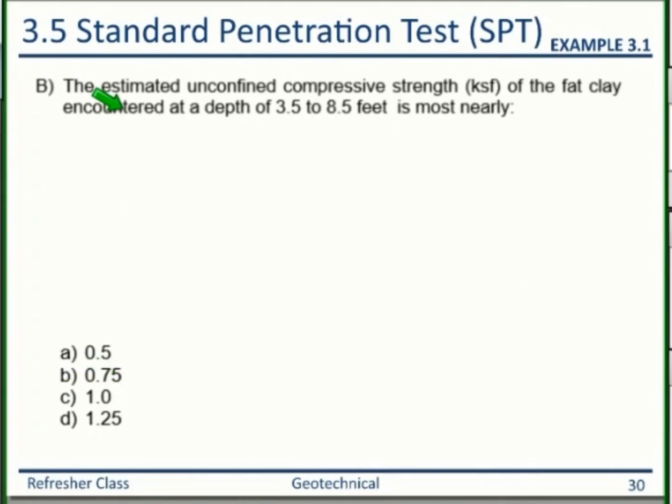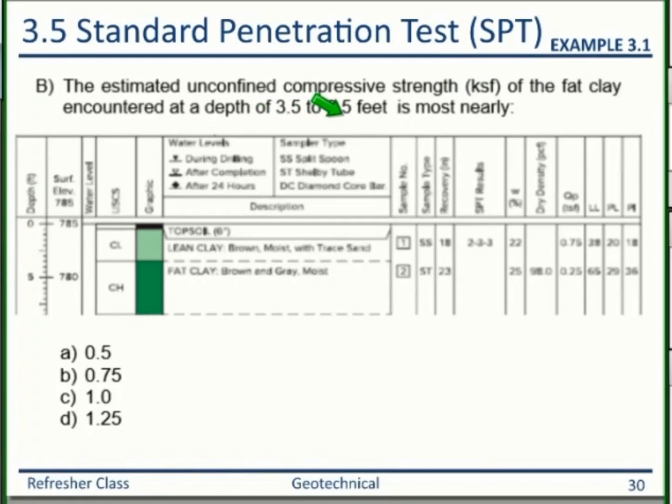This is B, right? It asks to estimate the unconfined compressive strength in kips per square feet for the fat clay. So if you look at the depth of 3.5 to 8.5 in the boring log given there, this depth is your fat clay. In your fat clay, the question asks for unconfined compressive strength. The QP is the unconfined compressive strength. For the fat clay it is 0.25. And we know 1 ton is 2 kips. Therefore, to convert this ton to kips, multiply 0.25 with 2. That will make it 0.5 KSF. Square feet remain as it is, square feet.